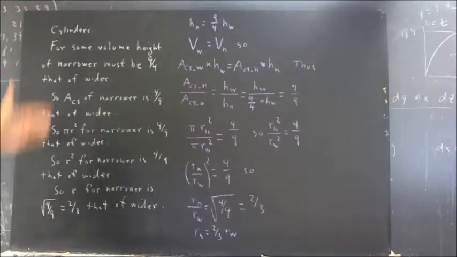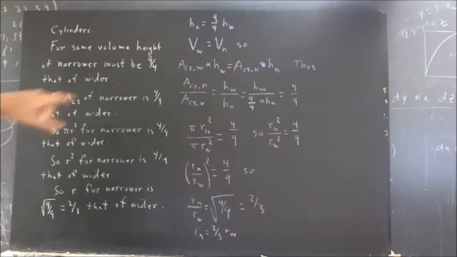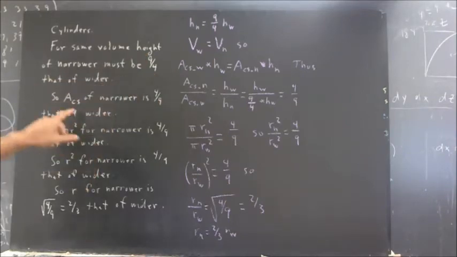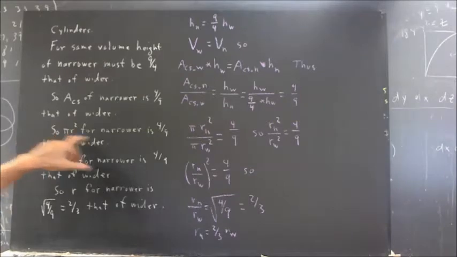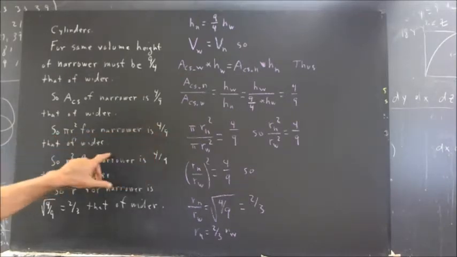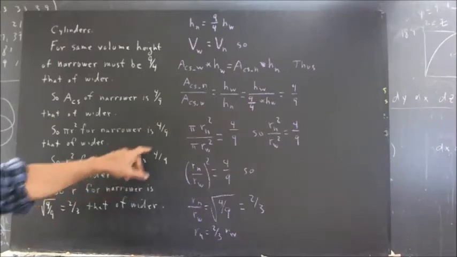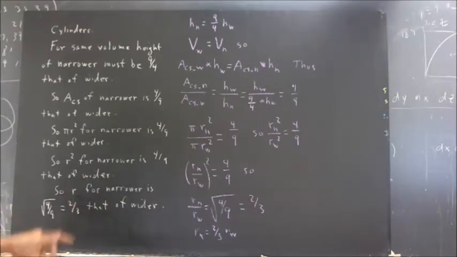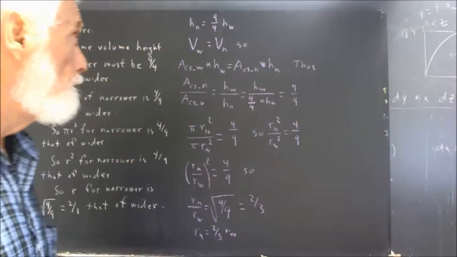Well, here we have a list of the things that we've reasoned out. For the same volume, the height of the narrow cylinder must be 9/4 that of the wider, so its cross-sectional area has to be 4/9, since the product of cross-sectional area and height has to be the same for both. So pi r squared for the narrower is 4/9 that of the wider. It follows that r squared for the narrower is 4/9 that of the wider, and it follows immediately that r is going to be the square root of 4/9, or 2/3 that of the wider. Now, that's intuitive reasoning that's well-based and can be proven algebraically, and we did that over here.